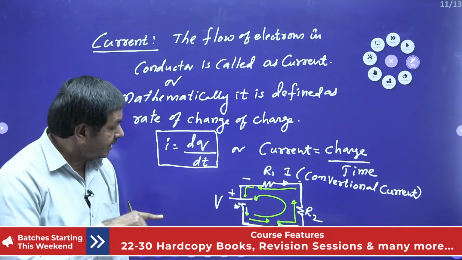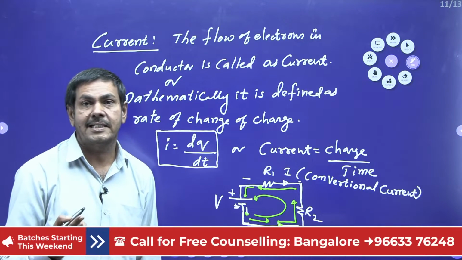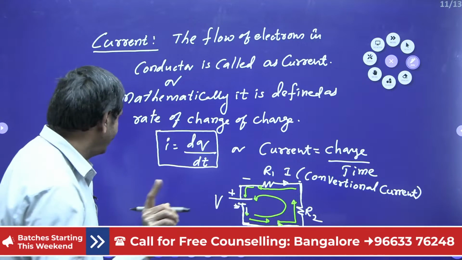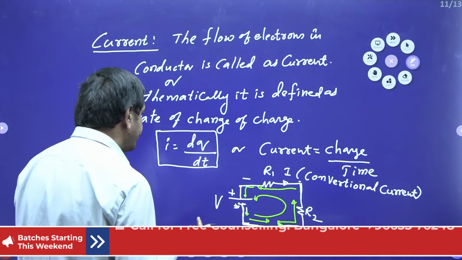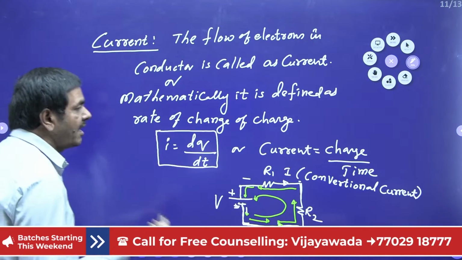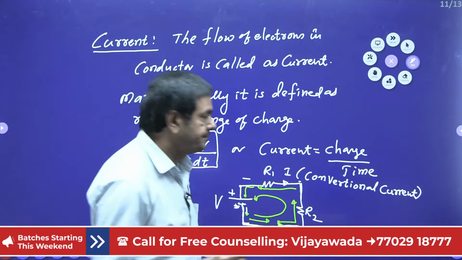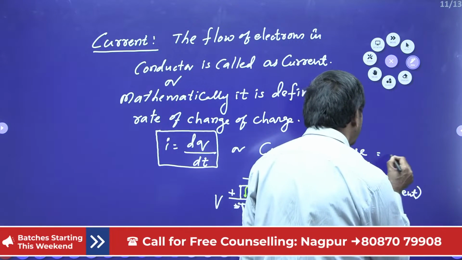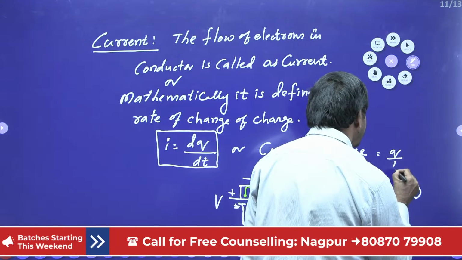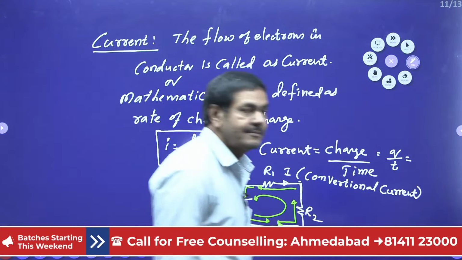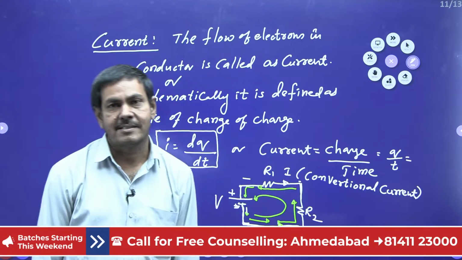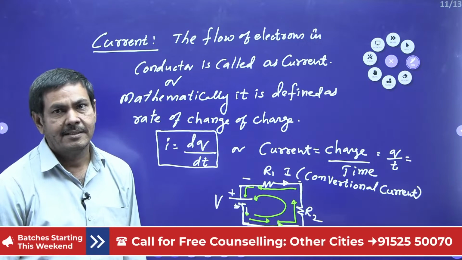Sir, why have you taken minus there, sir? I don't understand clearly, sir. Okay, I will explain, no problem. I already gave the definition: current equals charge by time. Charge means you will take Q by T only. What is the charge? How can we measure the charge?